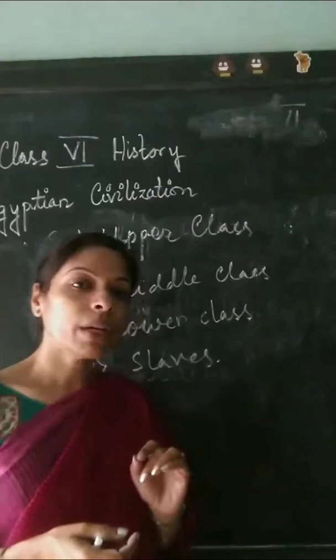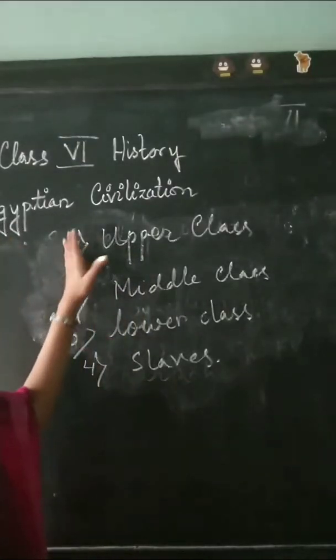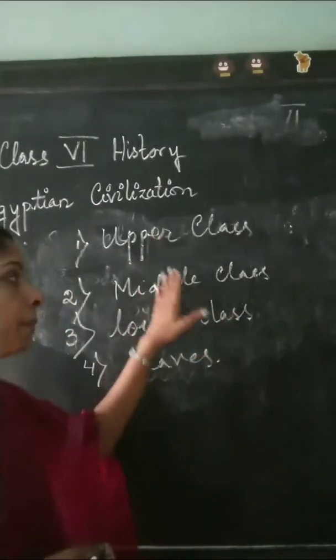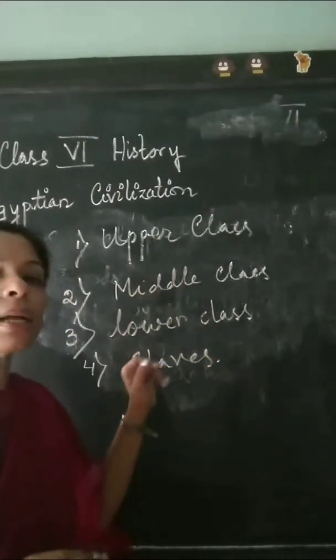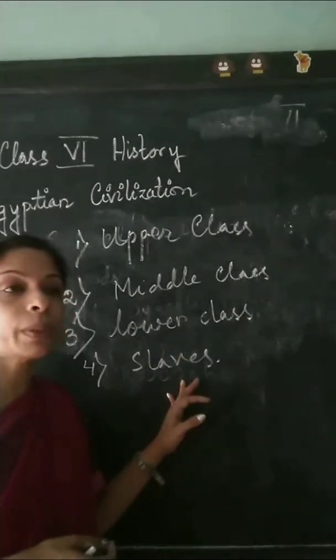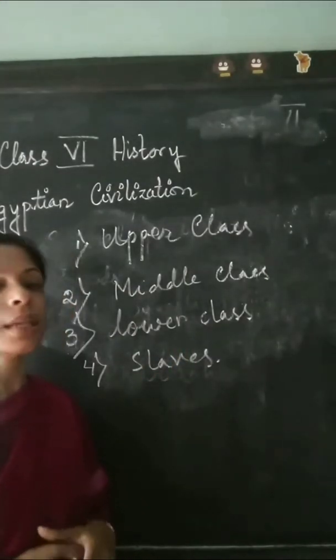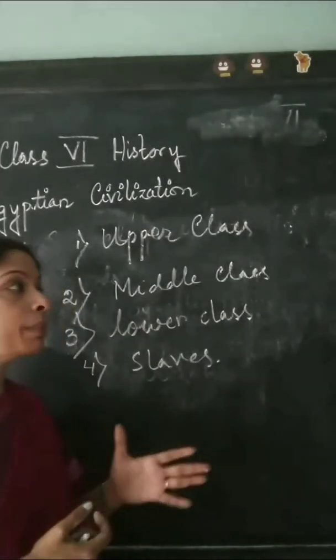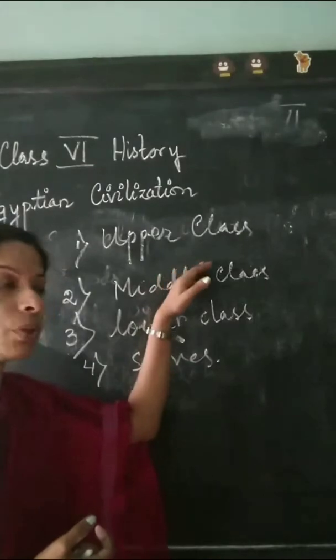So let us quickly first revise what we have done. The Egyptian society was divided into three classes mainly: the upper, middle, and the lower. In the upper class, there were the kings, who were considered to be gods on earth by the Egyptian people, the family members of the kings, the high officials, priests, rich landowners. All these people belong to the upper class of the society.